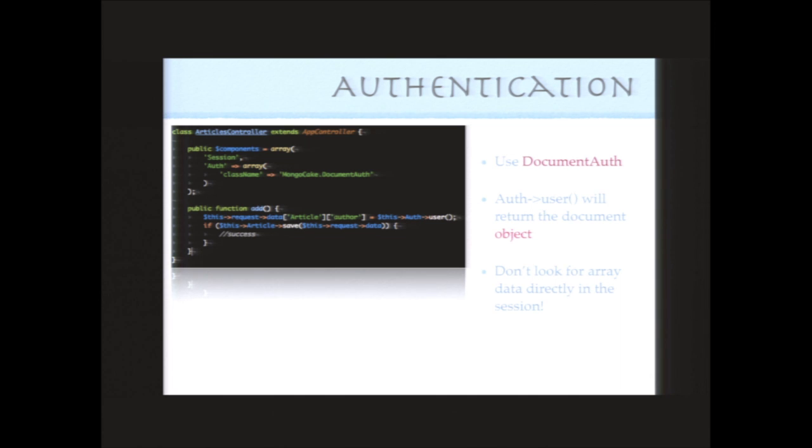On the other side, the good thing is that auth user will return the object. It doesn't return an array. So if you want to save an author for an article, just call auth user, and that's the user object. And Doctrine will understand this and save it.